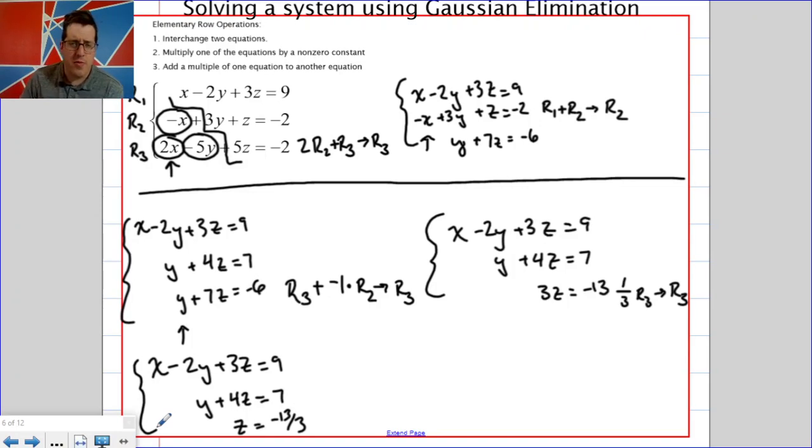Before we go on, though, before I do that, make sure we understand, why did I do 2 times row 2 plus row 3? Well, because 2 negative x's will cancel out 2x. Here, row 1 plus row 2, a positive x and a negative x will cancel out.